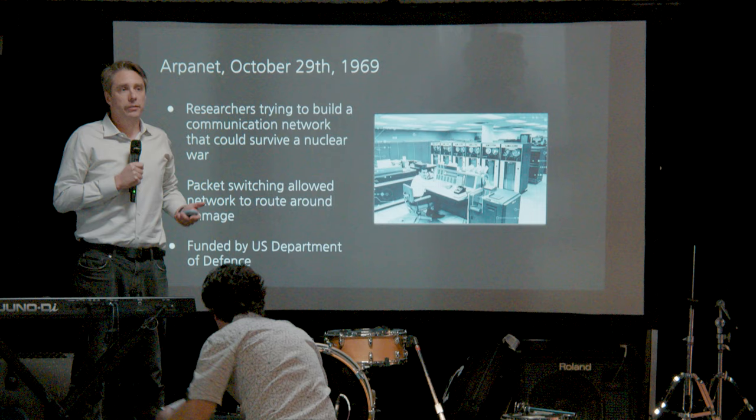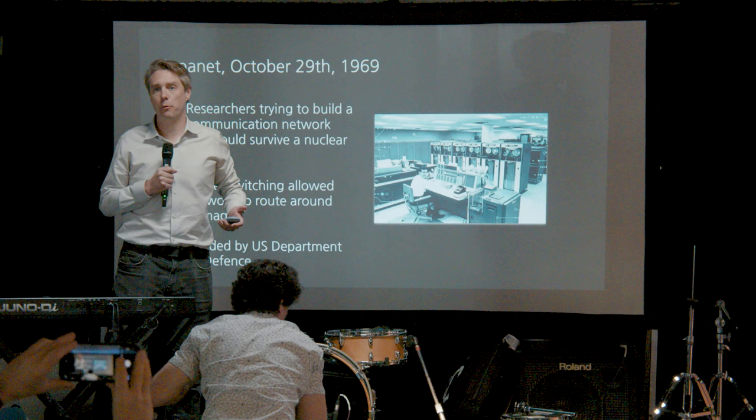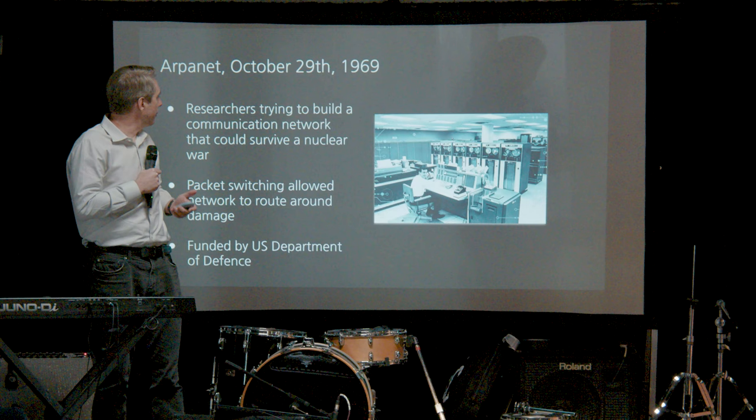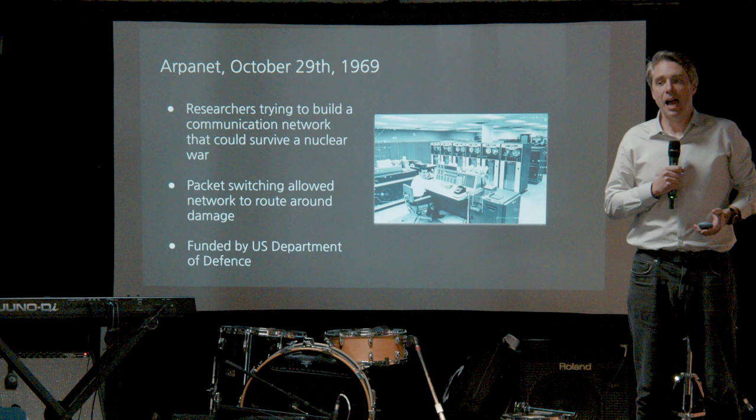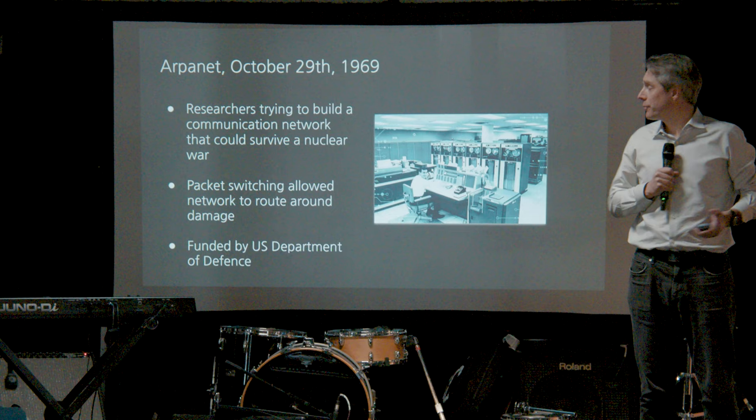So in 1969, a group of researchers were working on how to build a communication network that could survive a nuclear attack. And the way they designed it was using packet switching, which meant that if any part of the network was damaged or destroyed, it could automatically route around it. And this work was funded by the US Department of Defense.